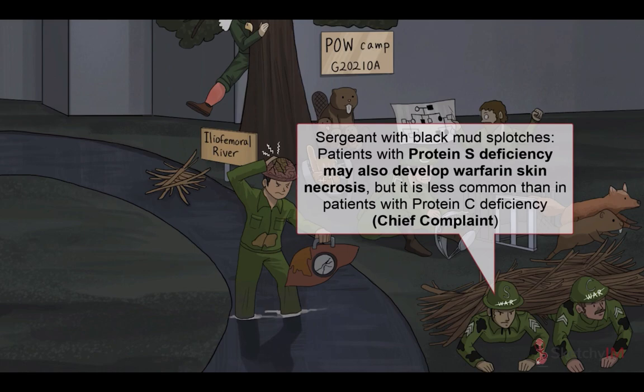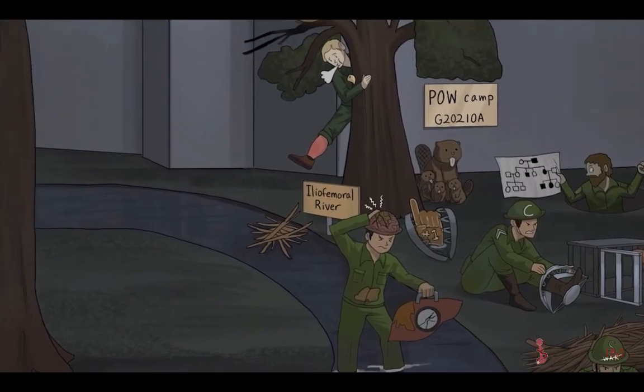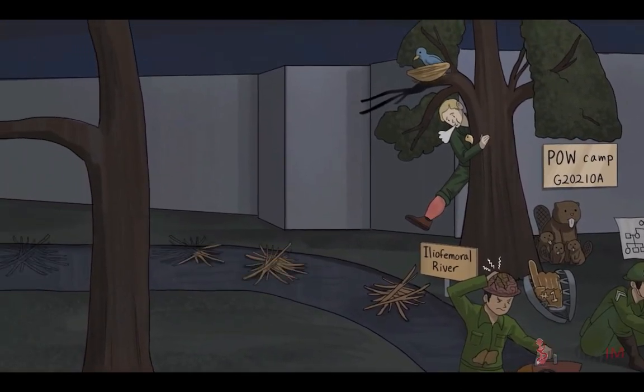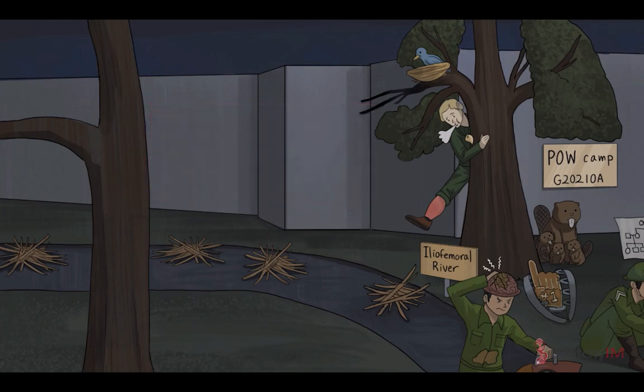Alright, let's briefly cover a few pieces of history that should raise red flags for a possible hypercoagulable disorder. We mentioned earlier that a first episode of VTE at a young age should raise your suspicion for an inherited thrombophilia. Well, recurrent VTEs should do the same. Make sure to ask about a prior history of blood clots, represented by these piles of sticks obstructing the river upstream from all the action in camp.